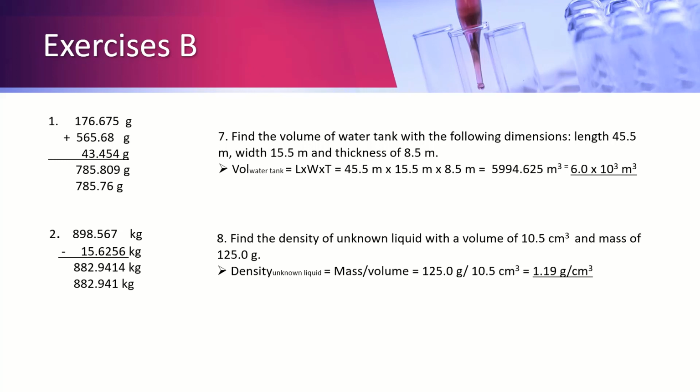Now for the 8th question on exercise B, find the density of a known liquid with a volume of 10.5 cm cubed, 3 significant figures, and a mass of 125.0 grams, 4 significant figures. To solve for the density of a known liquid, density is equal to mass over volume. So it is equal to 125.0 grams over 10.5 cm cubed. The density or the quotient is equal to 1.19 grams per cm cubed, that is with 3 significant figures.